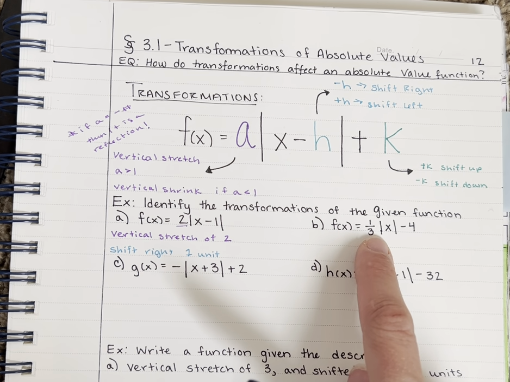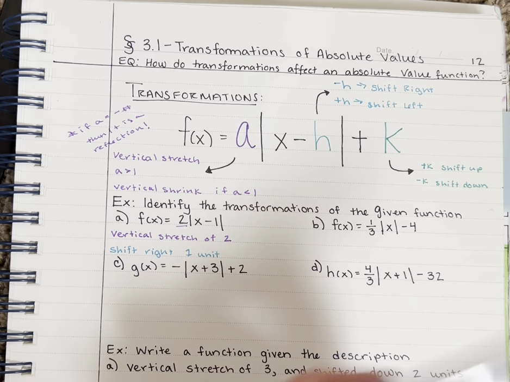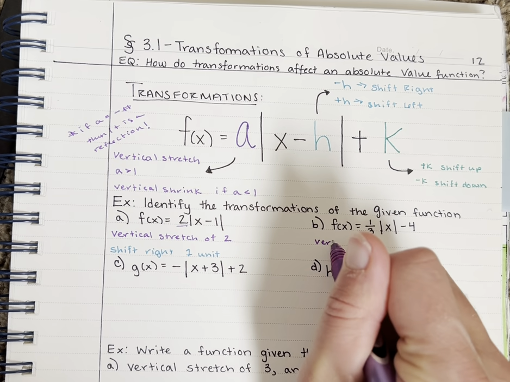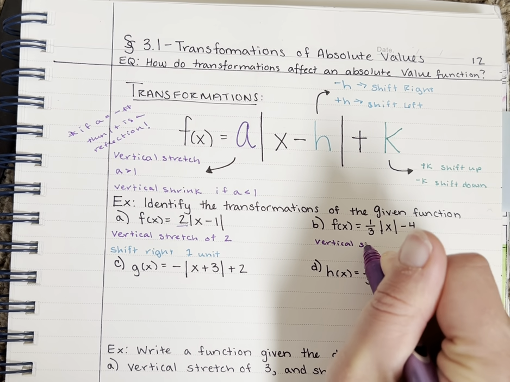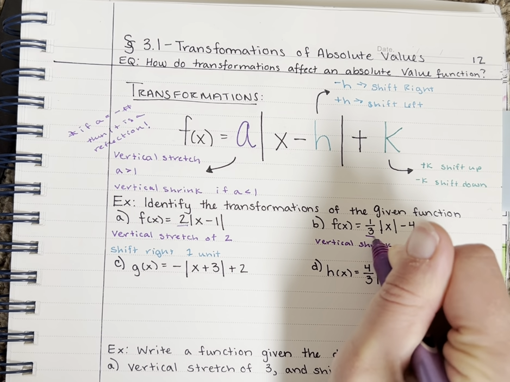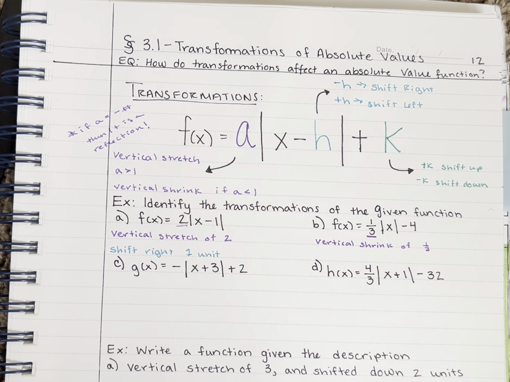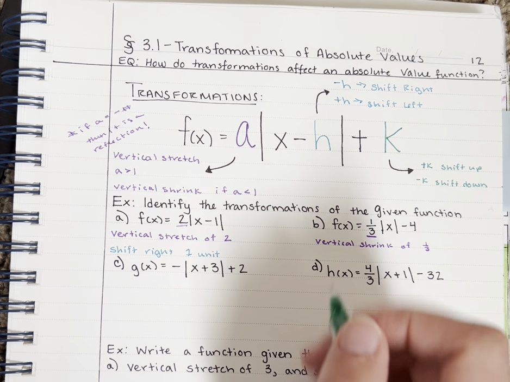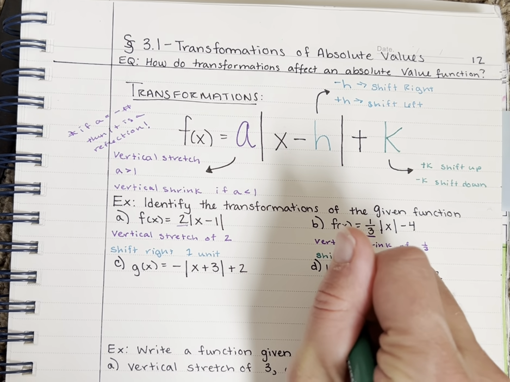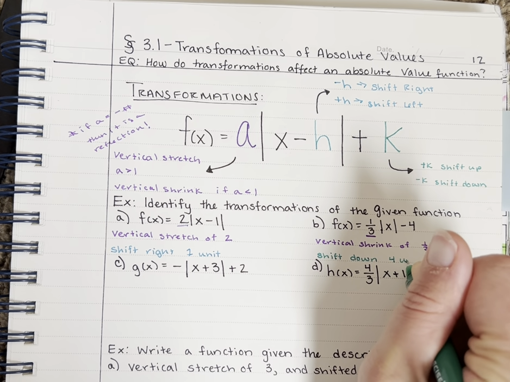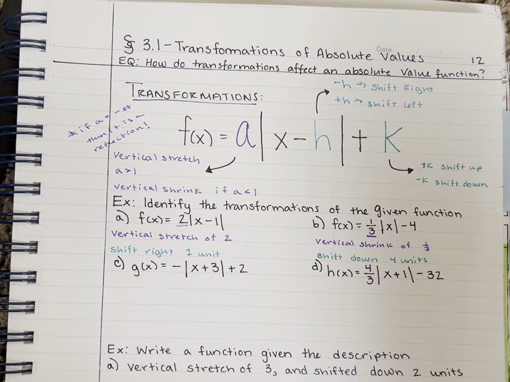Moving on to the next one. I have 1/3 absolute value of x minus 4. The 1/3 is an A value. Because 1/3 is less than 1, that's going to be a vertical shrink. So we're going to just write that vertical shrink of 1/3. And I don't have an H value, but I have a K value. Remember, K shifts it up or down. This is minus K, so it's going to shift down 4 units.